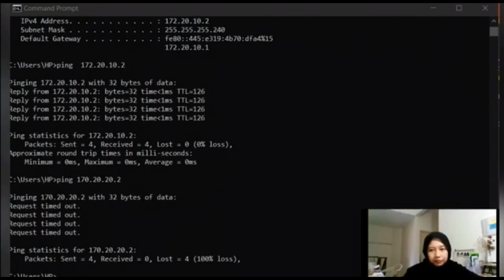As you can see, packets sent 4, received 0, lost 4. It was 100% loss, which means that the signal does not exist. So if you ping the device and you get no response and you lose all the packets, that means the system you are trying to reach is not connected. It's having a network problem also.